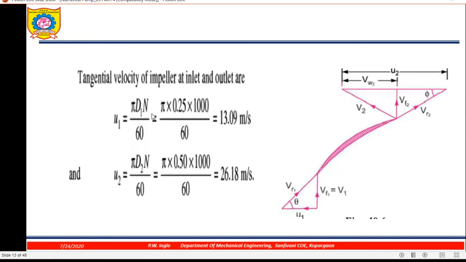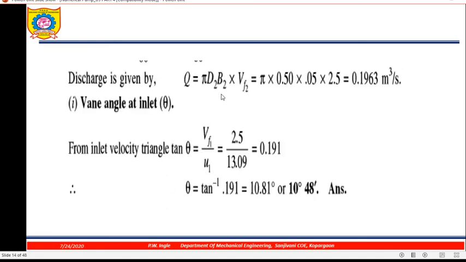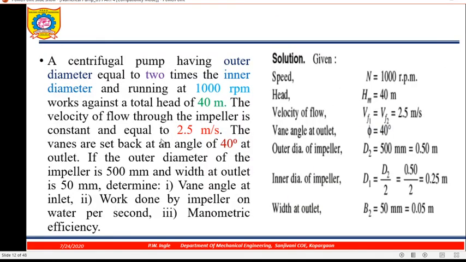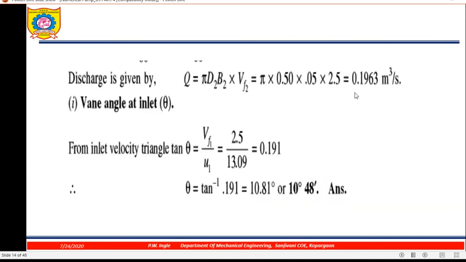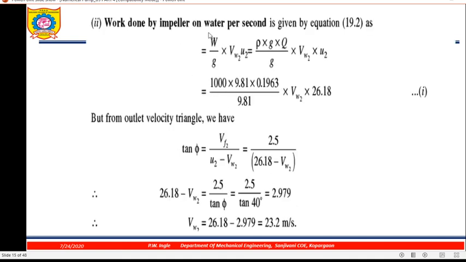So U1 is pi D1 N by 60, and you can see here the velocity triangle. And then U2 is pi D2 N by 60. So Q equals pi D2 B2 into Vf2, so it is 0.1963. Vf2 is also given, it is 2.5. Then the vane angle at inlet, tan theta is Vf1 upon U1, so you are getting the theta angle. Then what is work done per second? It is W by g Vw2 into U2.